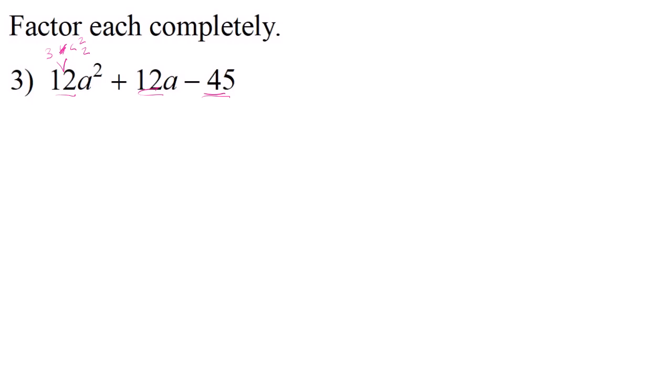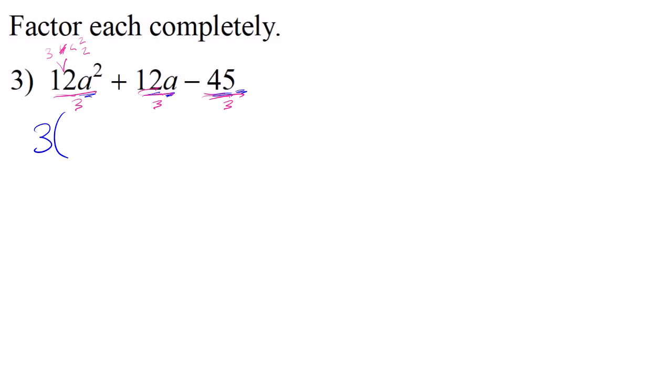Well, 2 doesn't go into 45 because 45 is odd and 2's only go into even numbers, so the 2's don't work. But 3 does go into 45, right? And of course it goes into 12, as we just see here. So 3 is going to be our greatest common factor. So we're going to put a 3 on the outside, and I forgot to check, let me check for variables. This has an a, this has an a, but this doesn't have an a. So there's no variables that they have in common. So just the 3. So now we're going to divide each of these terms by the GCF, right? By 3.